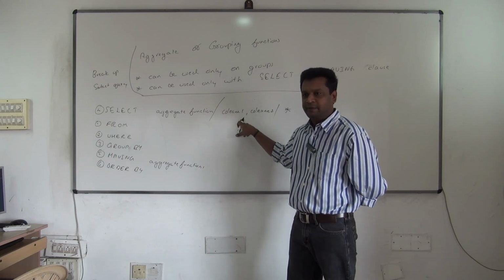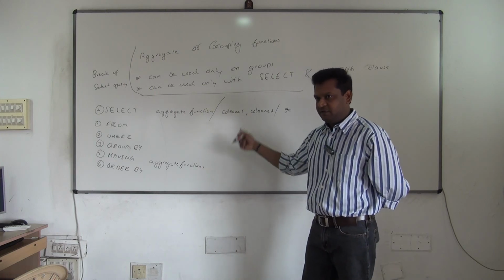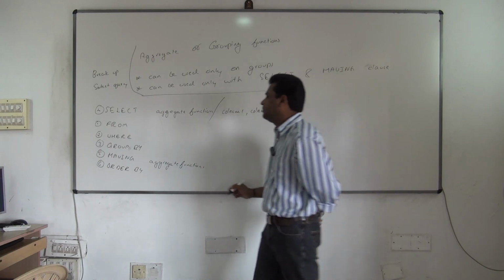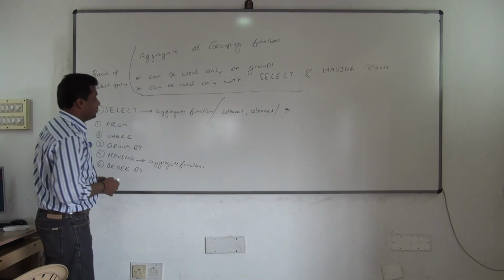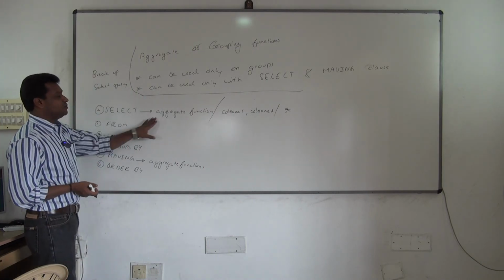Any other column name. Okay, so that we'll see with an example only I'll be showing you. So this is the summary of this now. Aggregate functions can be used only here. Okay, so now see, but there is one more catch to that.